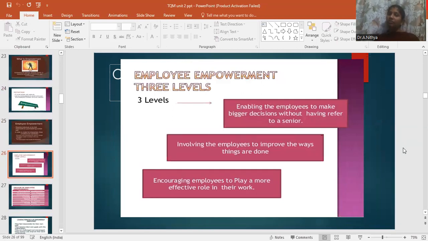So here we have three levels. One is enabling the employee to make bigger decisions without reference to their supervisor or senior. In that case we can get employee empowerment, or the employee is empowered. The next level is involving the employees to improve the way things are done. Then the third level is encouraging employees to play a more effective role in their work.